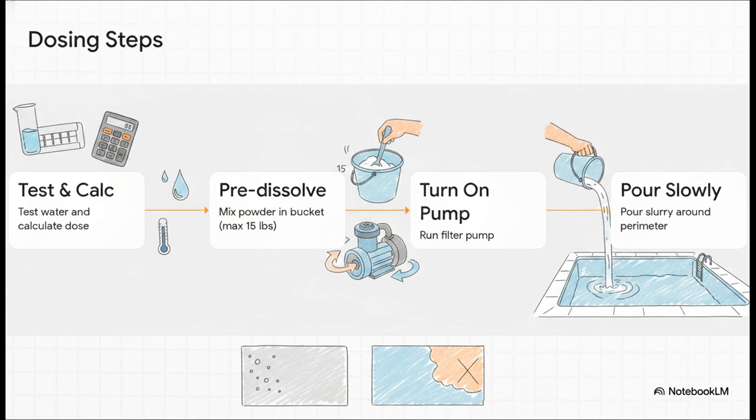And fourth, pour that dissolved slurry slowly around the perimeter of the pool, kind of working your way toward the deep end. By pre-dissolving it in a bucket instead of just dumping dry powder straight in, you completely prevent those particles from settling on the pool floor and creating a stubborn, chalky slick.